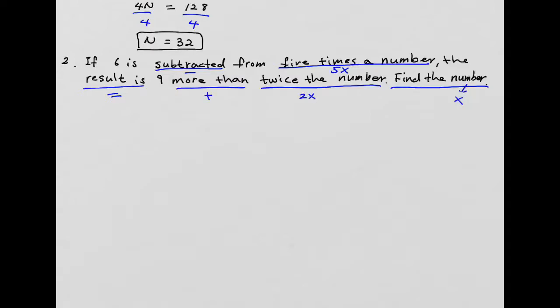So again, let's go back and rewrite everything we have. 6 is subtracted from, so you're going to do minus 6 from what? 5 times a number, 5 times x. This is 9 more than, so you're going to do plus 9 from what? Twice the number, so it will be 2x. And it says find the number, which is the x.